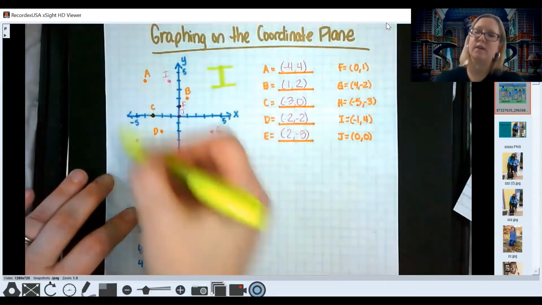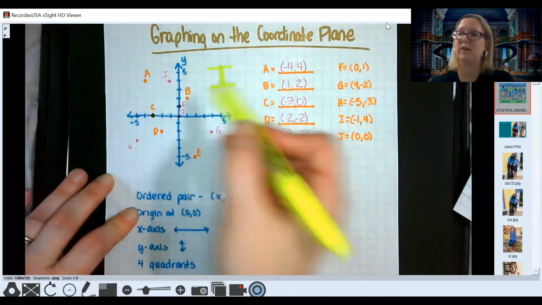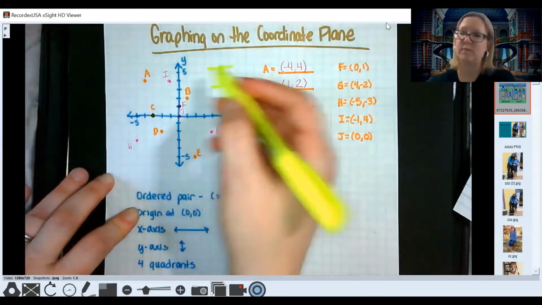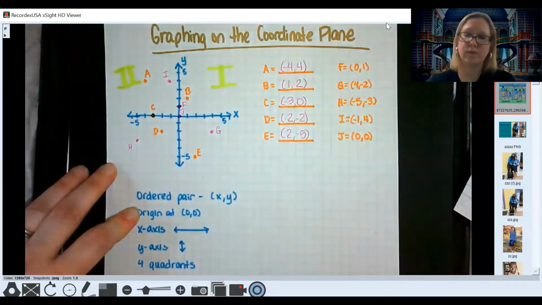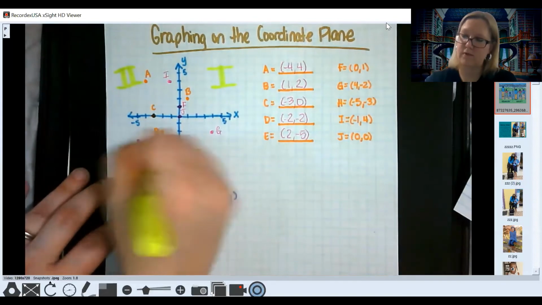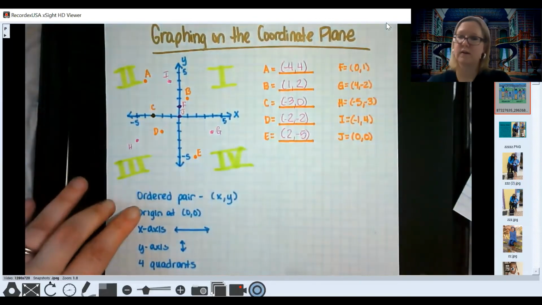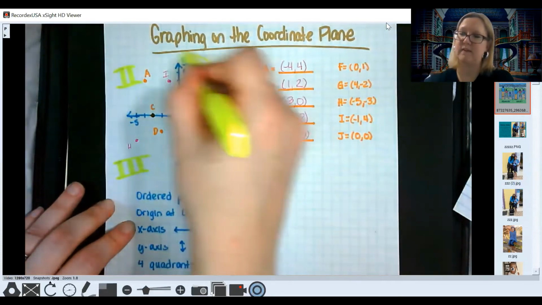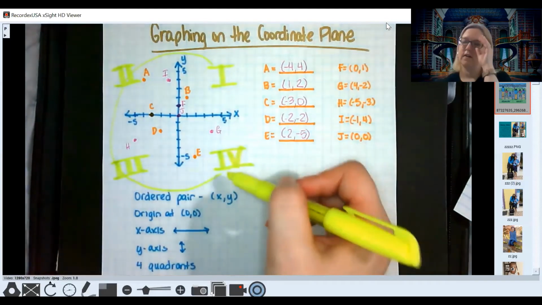They go in a counterclockwise fashion, or basically they make a C shape. So 1 over here, then quadrant number 2, quadrant number 3, and quadrant number 4. Again, it basically makes a C shape: quadrant 1, 2, 3, and 4.